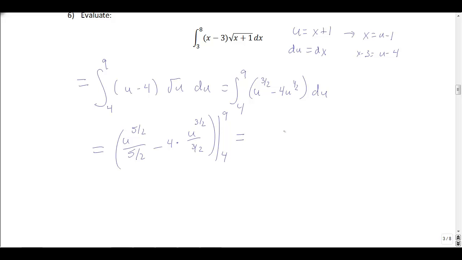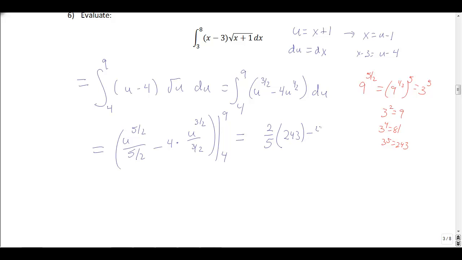And so what I'm going to get is 2/5, divide by 5/2 is multiply by 2/5, times 9 to the 5/2. So when I do that, let's just think about how to do that off to the side. 9 to the 5/2, what I would do is think of this as 9 to the 1/2 to the 5th. That's 3 to the 5th. Okay, that's still a little bit big. 3 squared is 9, so 3 to the 4th is 81. So 3 to the 5th is going to be multiplied by 3, 243. So I get a 243.